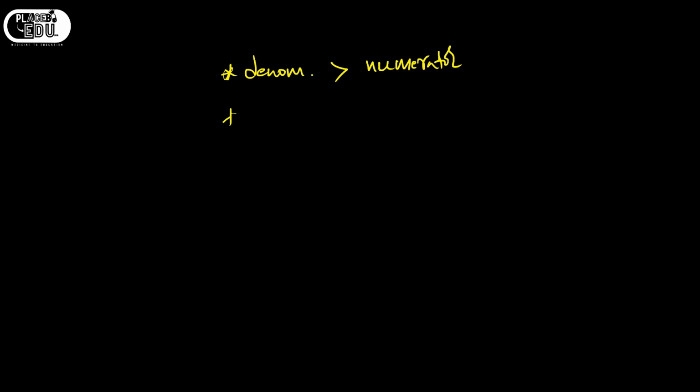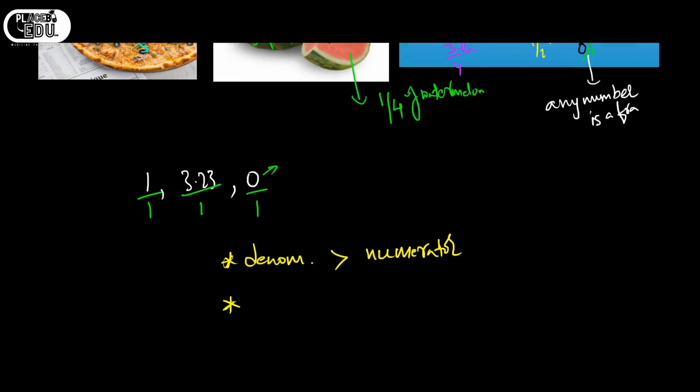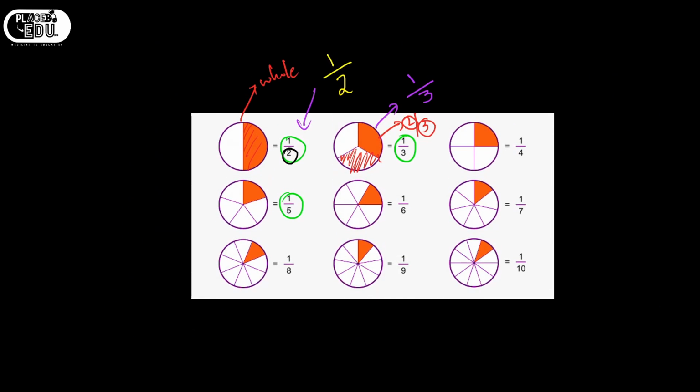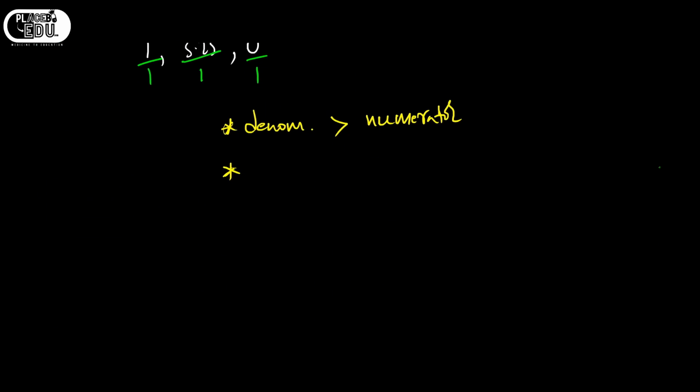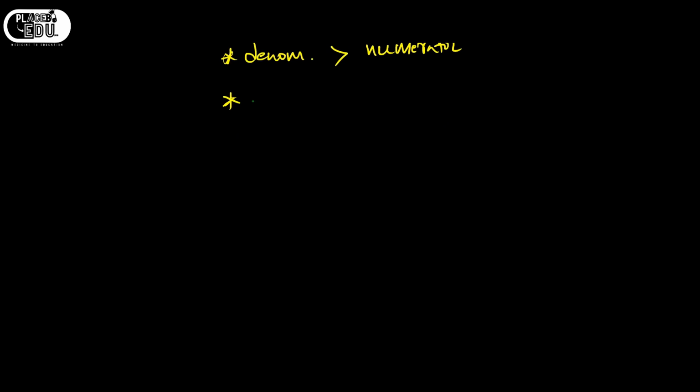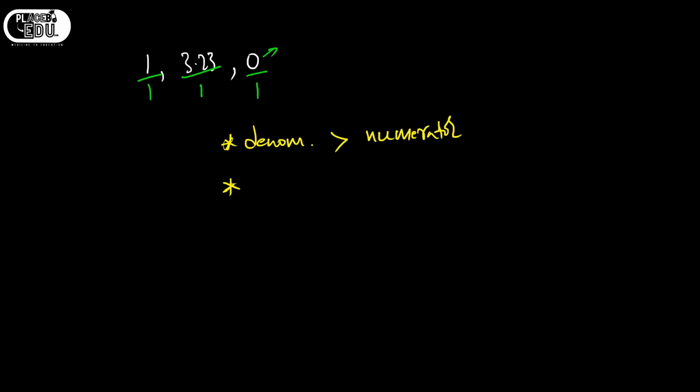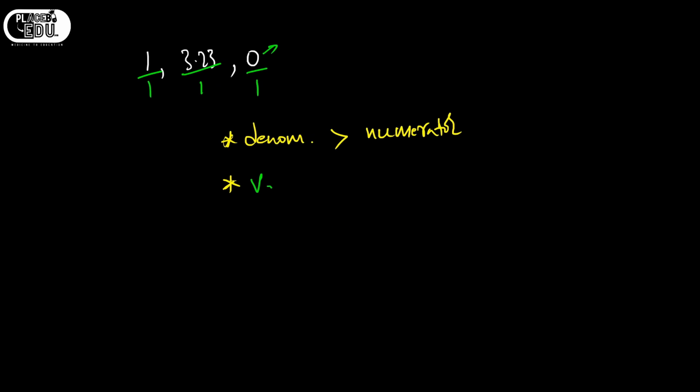Understood? And another result is 1 by 2 value will be 0.5. Okay, 1 by 4 value will be 0.25, 1 by 10 value will be 0.1. So you can observe all the values will be less than 1. So I can write here, value will be less than 1.